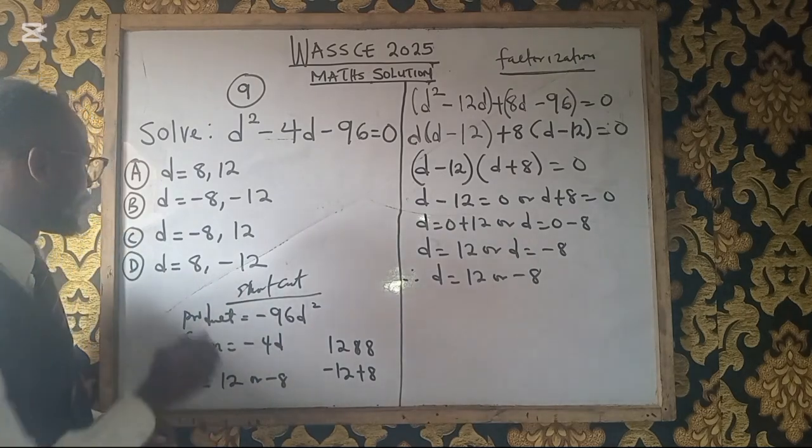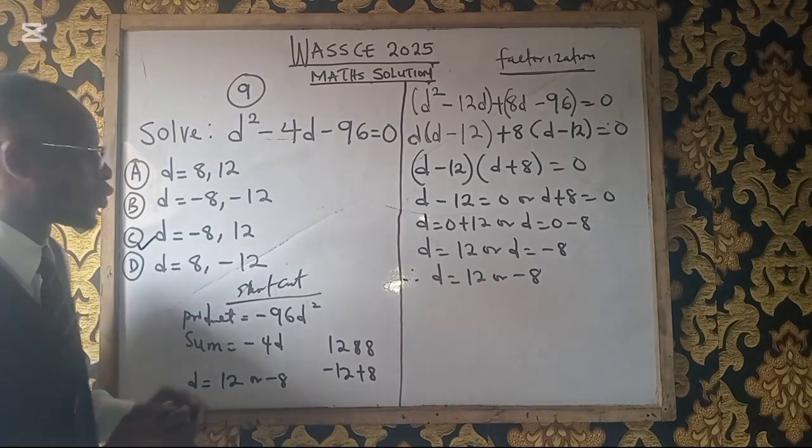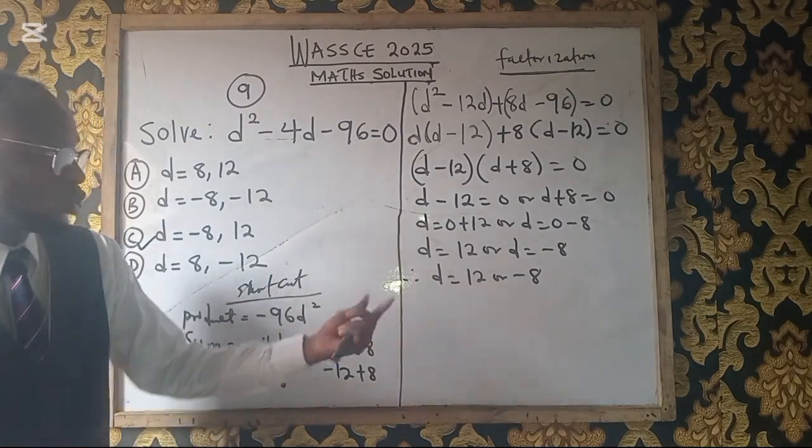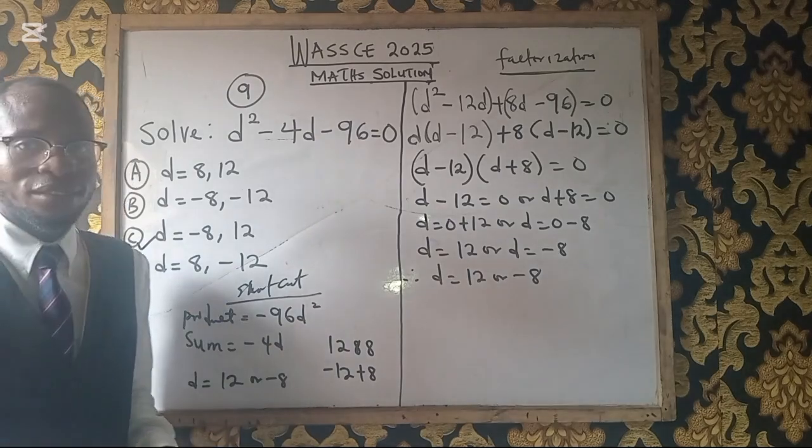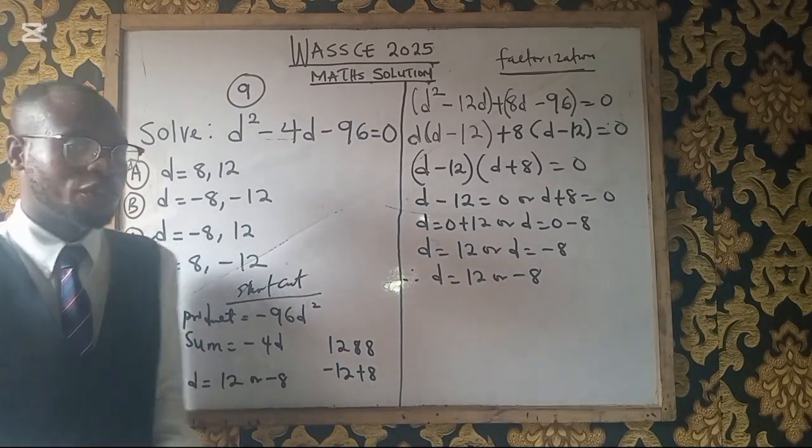So that is our answer. Our answer is option C, which is d equals minus 8, comma 12, which is the same thing as saying 12 or minus 8. All right, so that will mark the end of today's lesson.